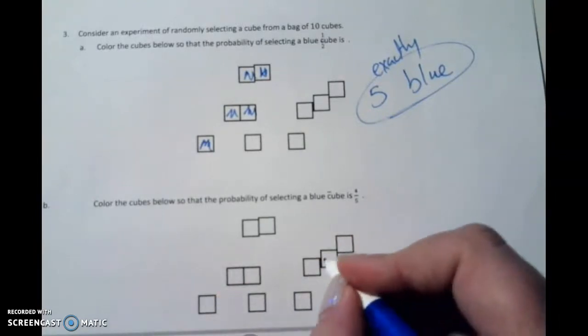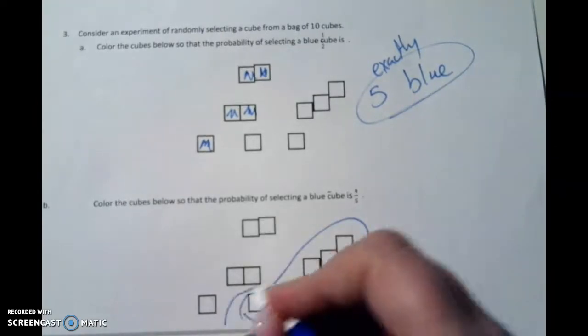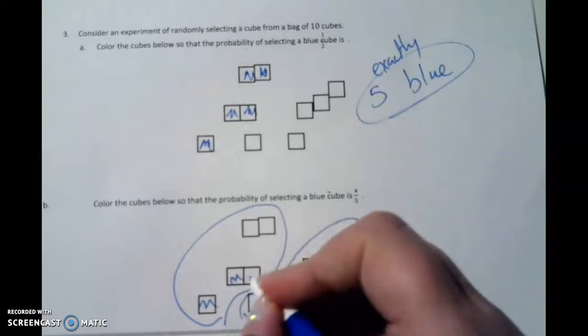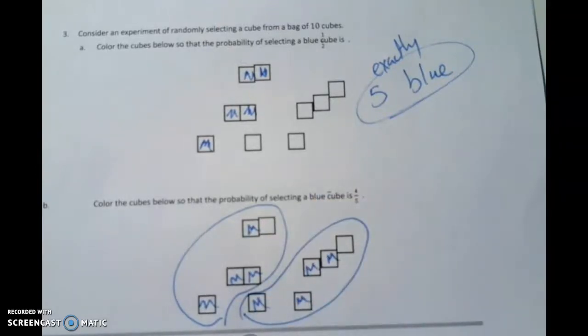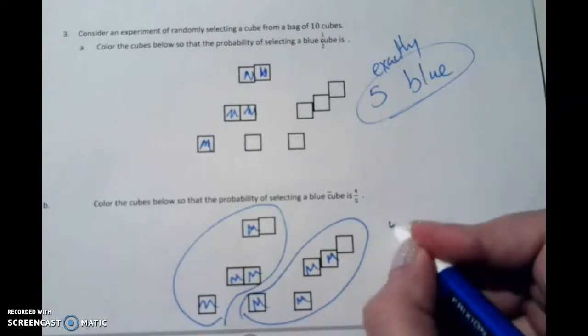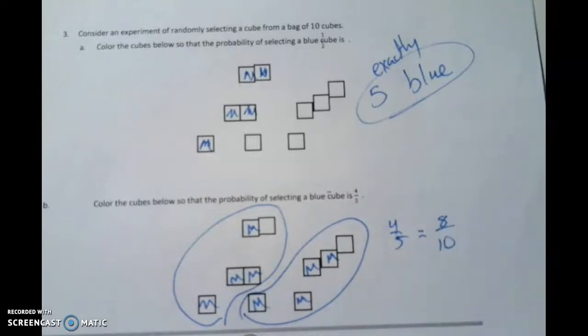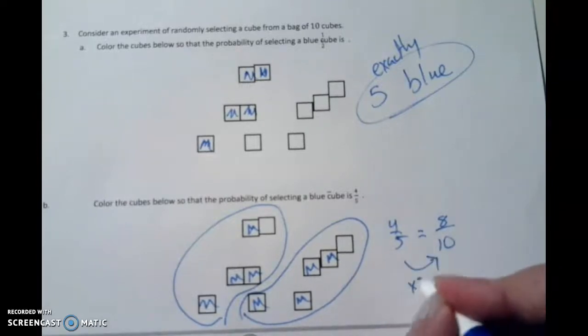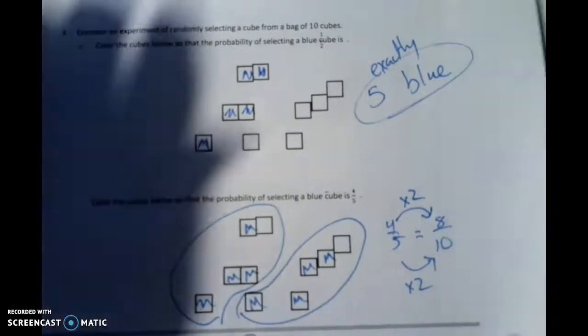Color these cubes, so the probability of selecting blue is 4 out of 5. So 1, 2, 3, 4, 5. Here's a group of 5. 1, 2, 3, 4, 5. Here's another group of 5. For each one of those groups, I'm coloring 4 out of the 5 blue, which is 8 out of the total 10, because I had 2 groups of 5. 2 groups of 4 that were colored blue.